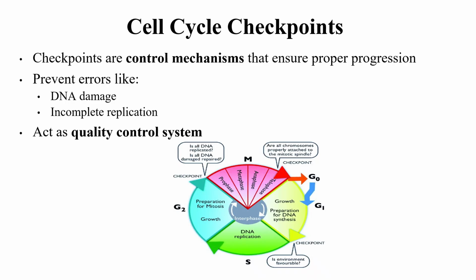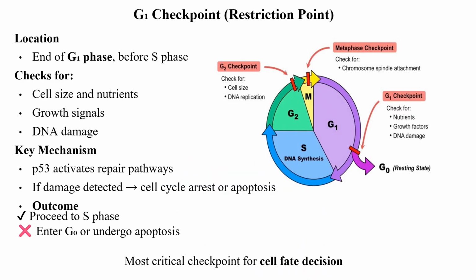It prevents errors like DNA damage and incomplete replication, and acts as a quality control system. The first checkpoint is the G1 checkpoint, also known as the restriction point checkpoint. You have to learn the location and key features: what are the main properties of these checkpoints, and what things they ensure for the next phase of the cell cycle division. The location is the end of the G1 phase.